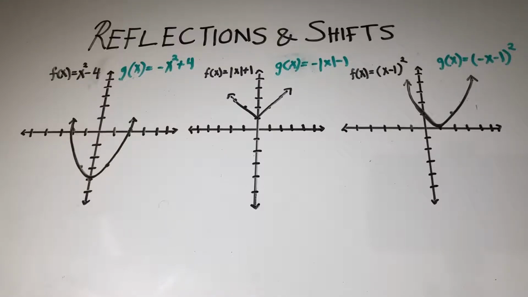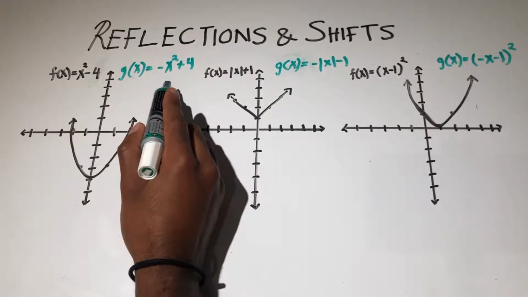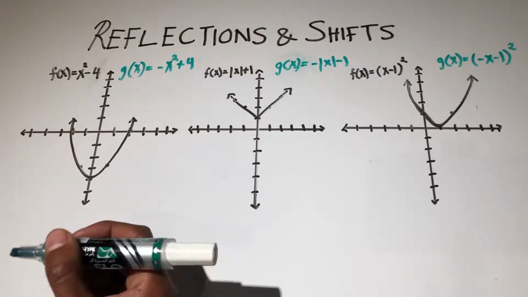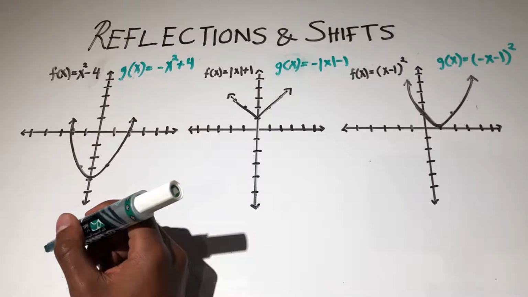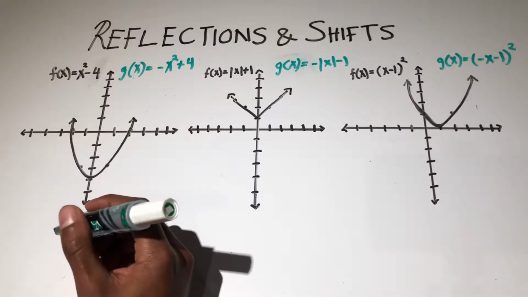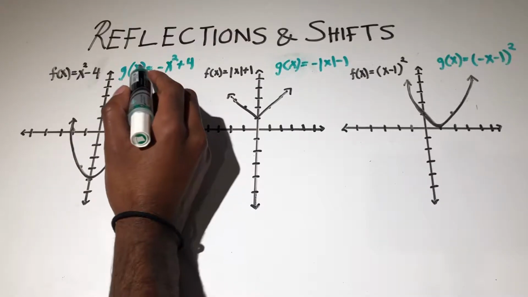Now, if you're not really familiar with how the graph is going to look, we can always construct a table of values just to make sure that we have the correct graph. And then from there, we can interpret how the graph has changed. So let's begin with the first example. We have g of x is equal to negative x squared plus 4. Now you can tell there's already going to be a reflection across the x-axis just because the negative sign is out here.